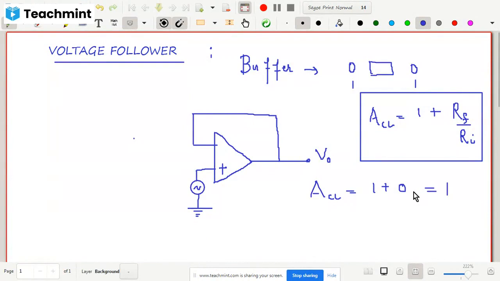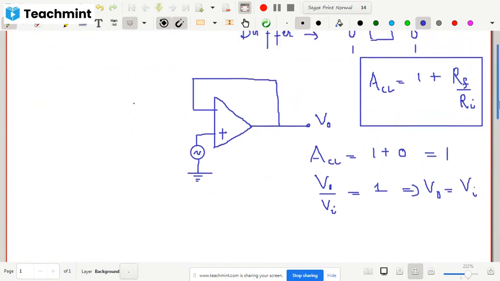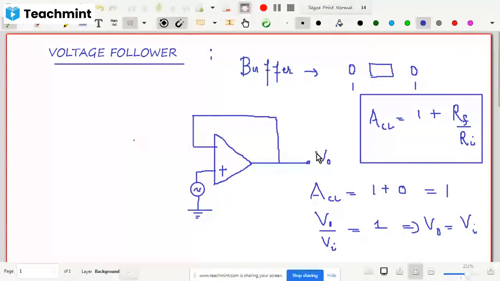Now, when you get the gain to be 1, what is the meaning of that? The gain is nothing but V naught by Vi, and that is 1. So this implies that your V naught is equal to your Vi. Whatever you get in the output is the same as your input. It is a kind of follower. Whatever you give, it will follow that in the output, and hence the name, voltage follower.